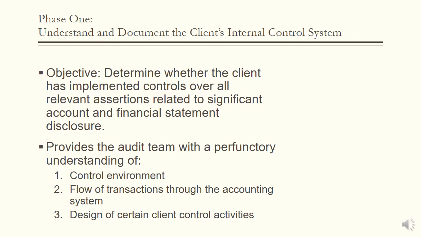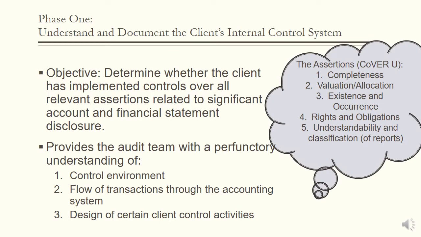In the first phase of the auditor's internal control evaluation, the auditor gains an understanding of the client's internal control system and documents that understanding. The objective of this phase of the audit process is to determine whether the client has implemented controls over all relevant assertions related to the significant account and financial statement disclosures. As a memory refresher, the relevant assertions are completeness, valuation and allocation, existence and occurrence, rights and obligations, and understandability. A helpful mnemonic to remember these is cover you.